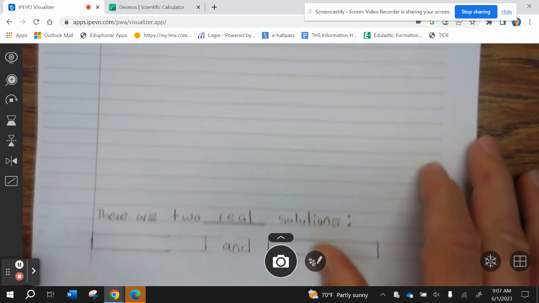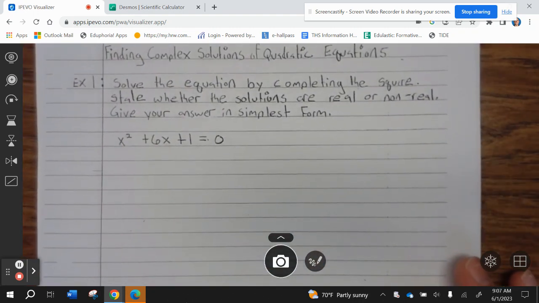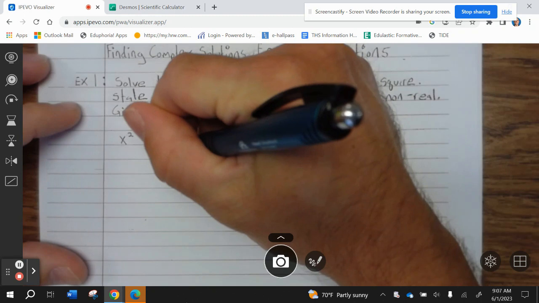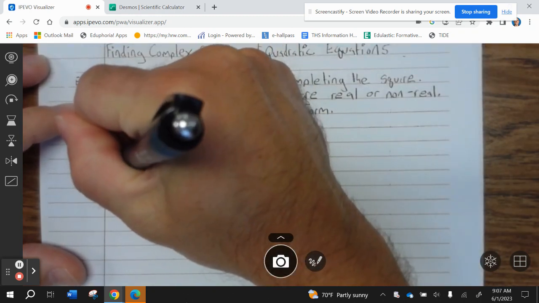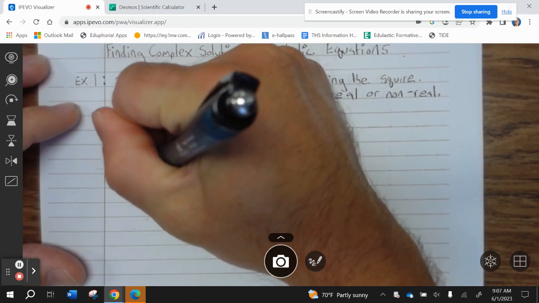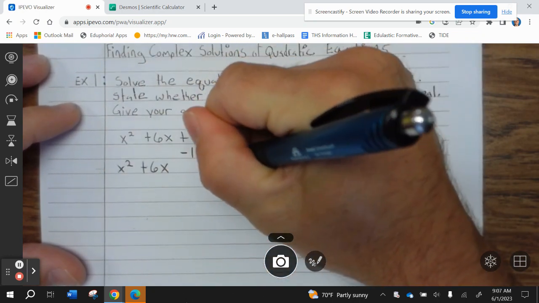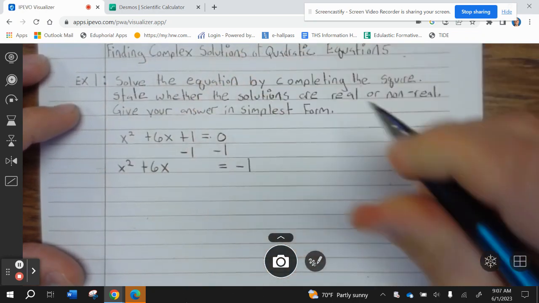Okay, let's take a look at example number 1. Solve the equation by completing the square. State whether the solutions are real or non-real. Give your answer in simplest form. Now, to complete the square, first we're going to subtract 1 from both sides. So we have x squared plus 6x equals negative 1.